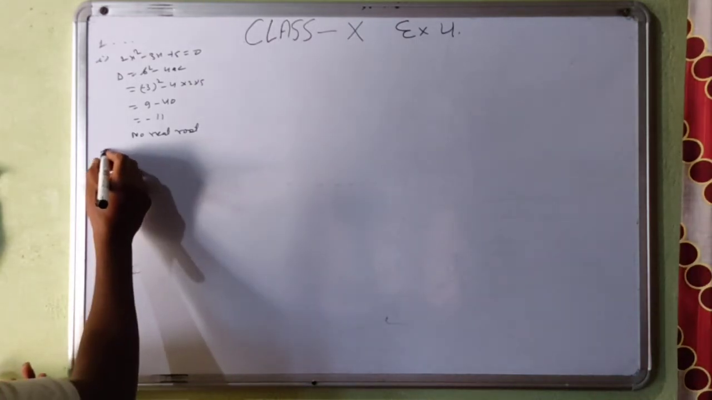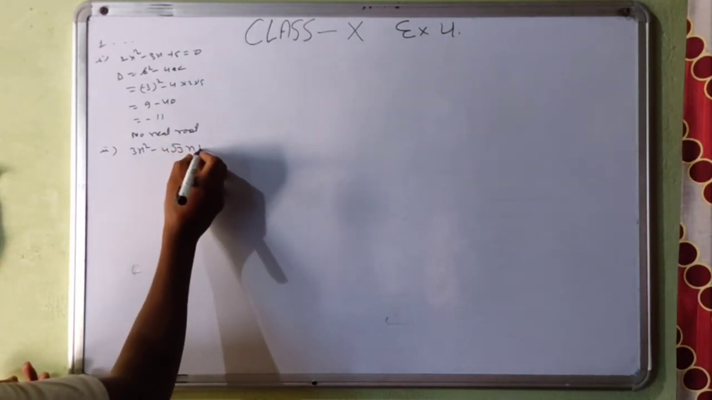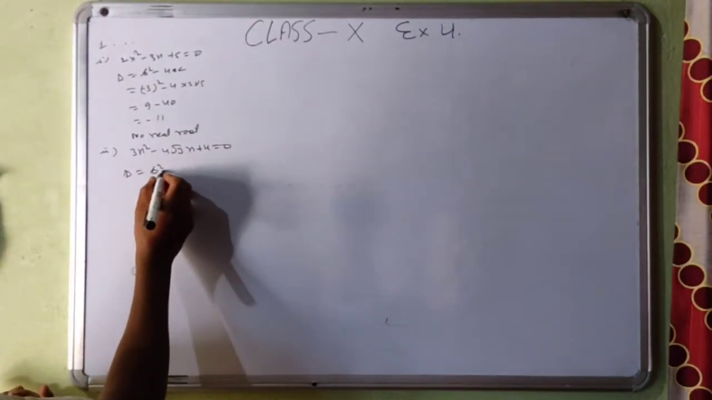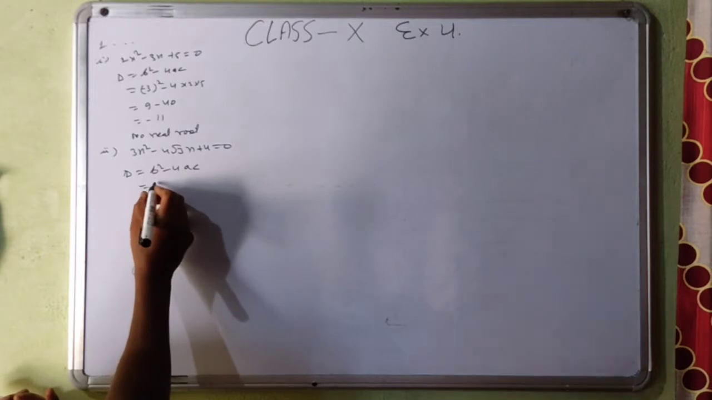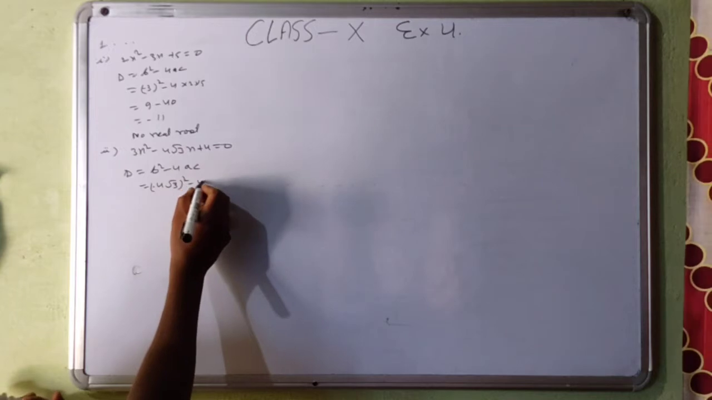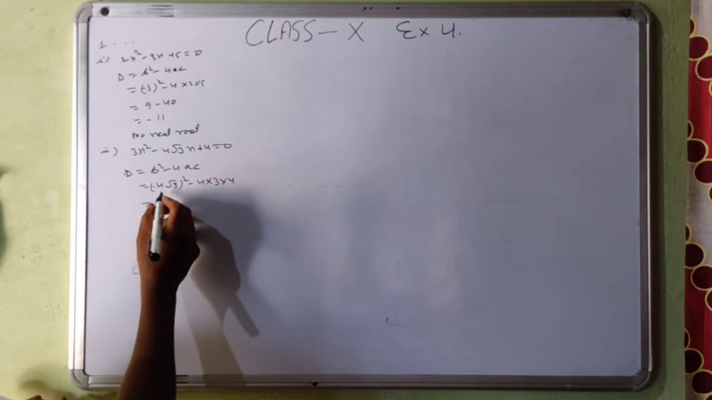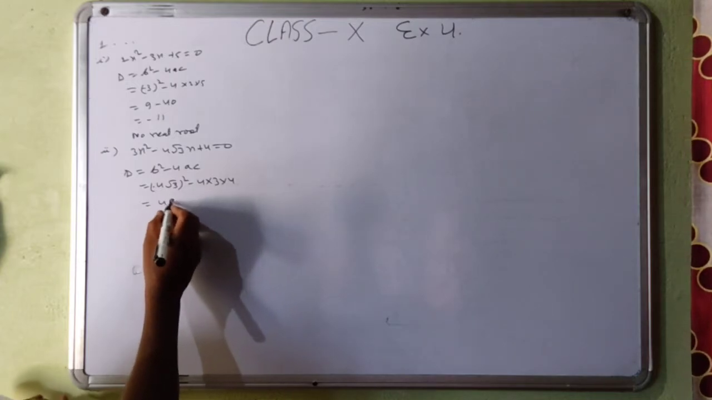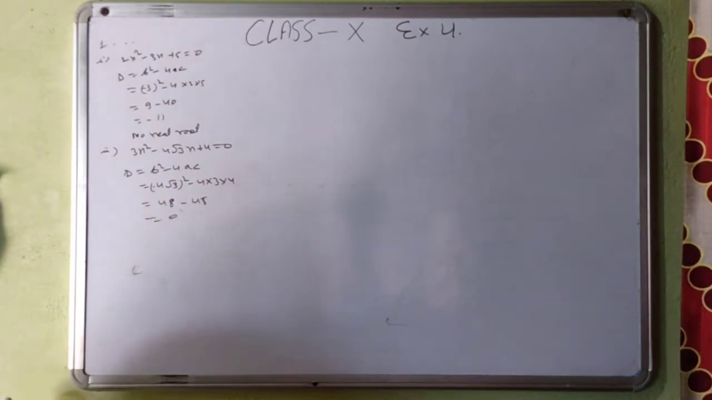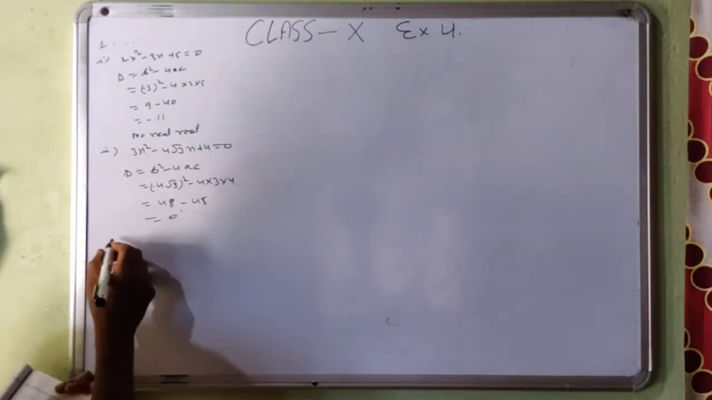And then second part: 3x square minus 4 under root 3 x plus 4 is equal to 0. So D is equal to b square minus 4ac, that is (4 under root 3) square minus 4 into 3 into 4. So that is 16 times 3, 48, minus 4 fours are 16 times 3, 48, that is 0. So that will be two equal real roots.